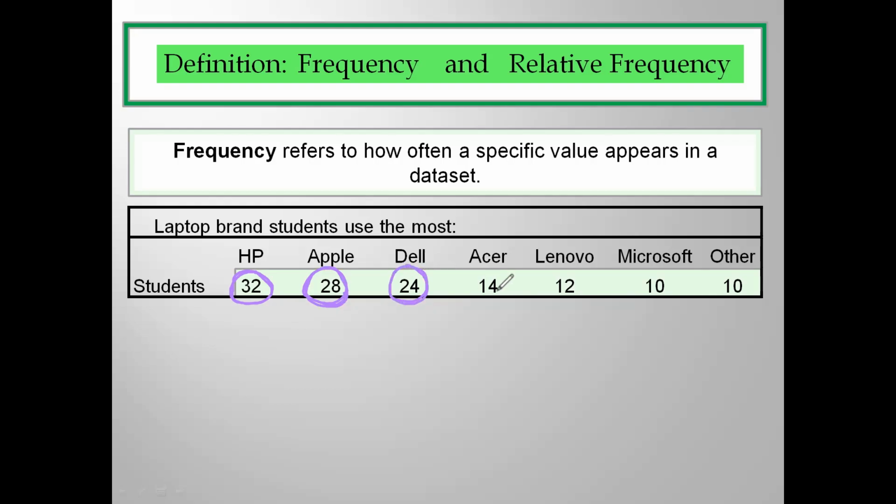We have 24 using Dell, 14 using ARC, 12 using Lenovo, 10 using Microsoft, and all other brands are clumped together in the end here, and 10 students have the other. We want to make sure that when we add up all of these values, we get back the total of 130 students. So we can think about frequency as just the tallying of the data set.